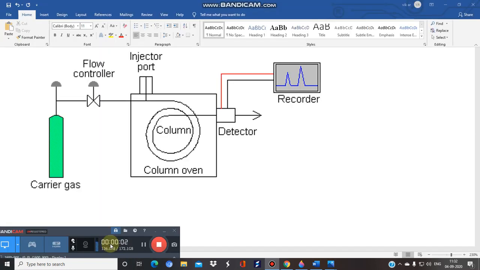I welcome you all to the part 3 video of gas chromatography. So far we have completed different components like the carrier gas, flow controller, and injector port, a very crucial step. Then the column is there. The column oven is used to maintain the temperature inside the column, and there are different types of detectors used in gas chromatography, and finally the recorder is there.